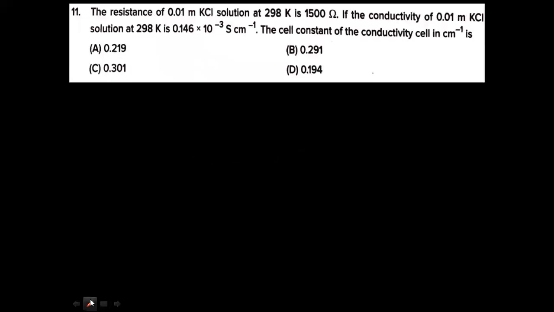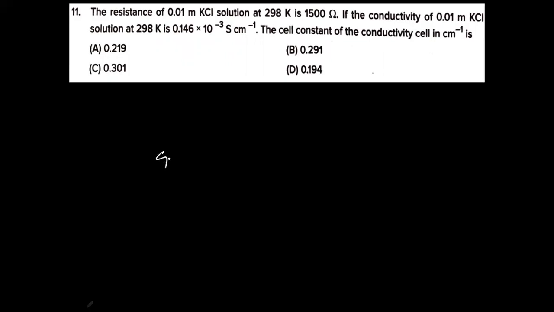11. A resistance of 0.01 molar KCl solution at 298 Kelvin is 1500 ohm. If the conductivity of 0.01 molar KCl solution at 298 Kelvin is 0.146 into 10 power minus 3 Siemens per centimeter, the cell constant of the conductivity cell in per centimeter is.